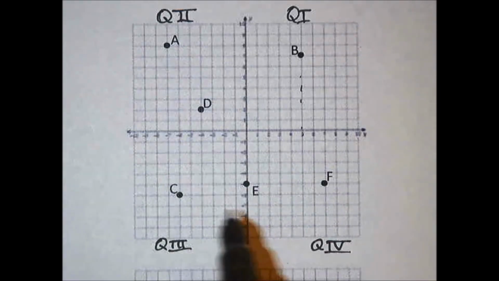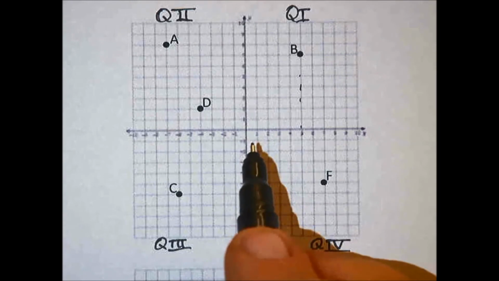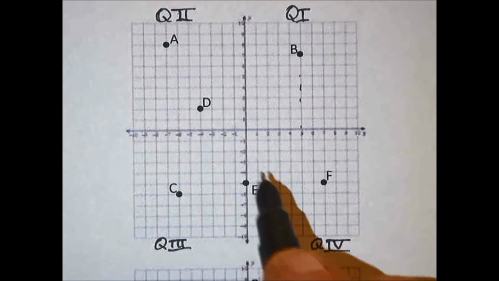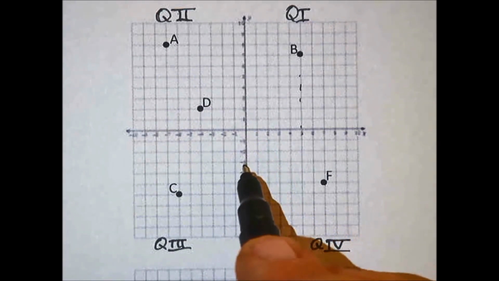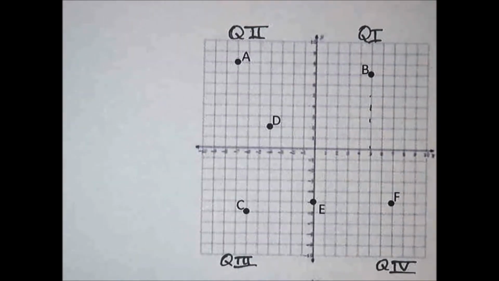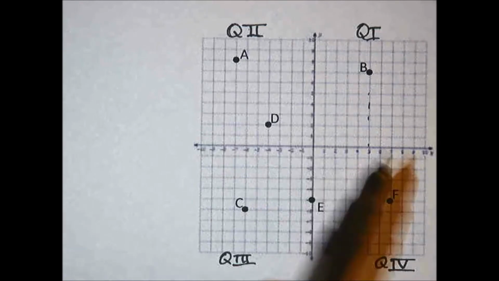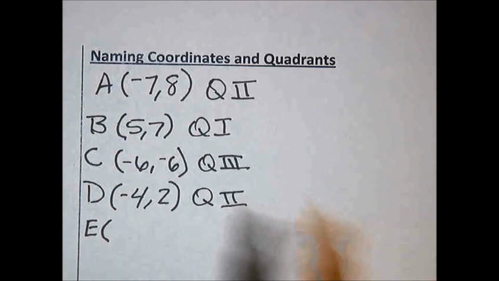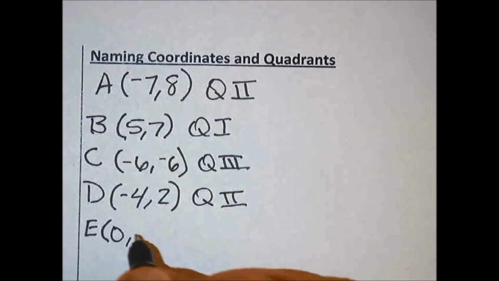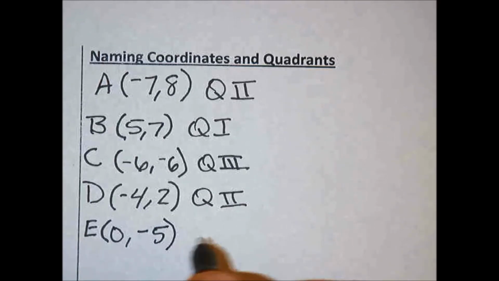How far do I go left or right? Well, I don't go left or right any, I just go straight down. Okay, and that's down 1, 2, 3, 4, 5. So E is at -5 on the y-axis. I didn't move any left or right, so that makes x 0. So the x-coordinate is 0, and then we went down 5.